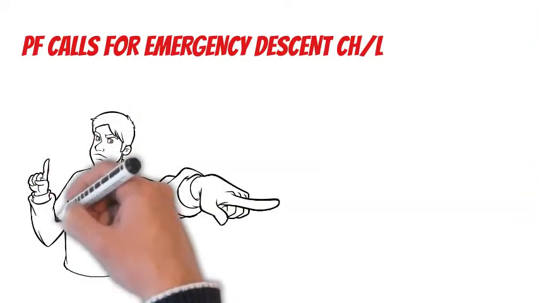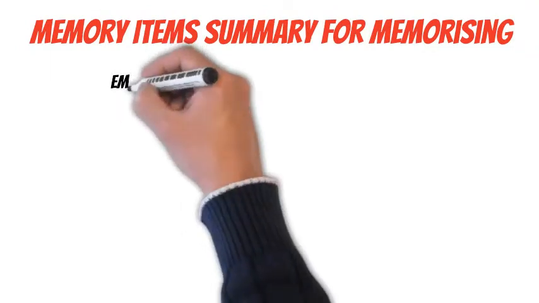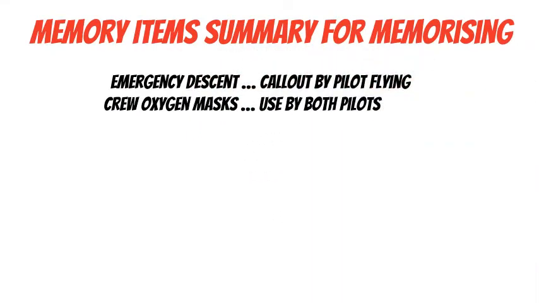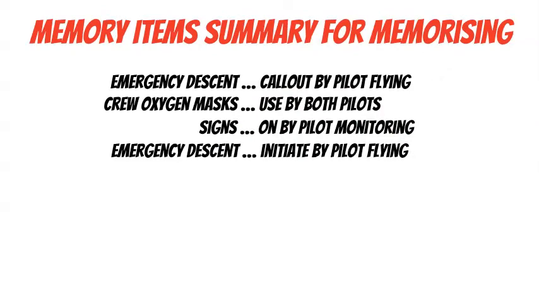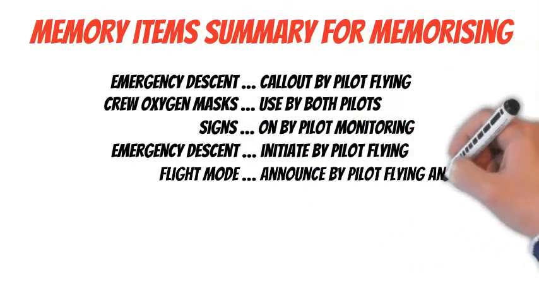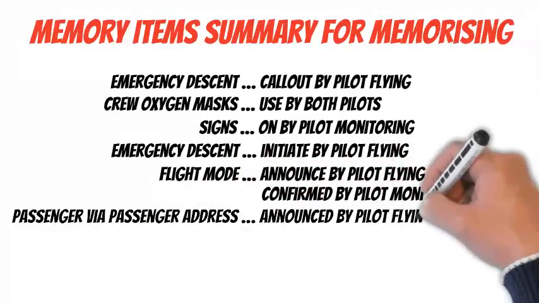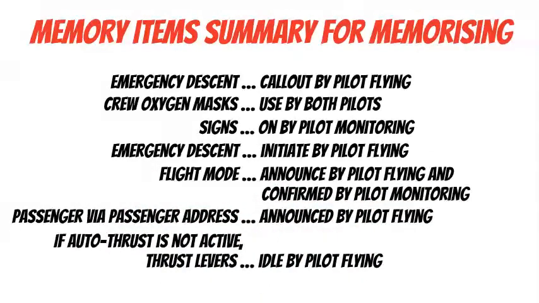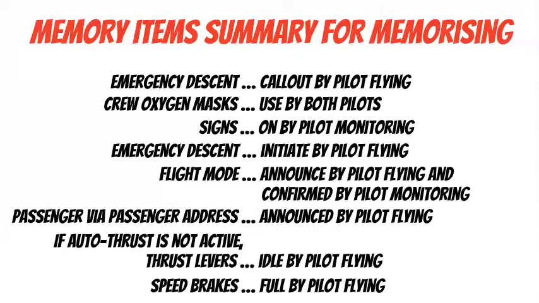The memory items should be finished by the pilot flying calling for the emergency descent procedure, which has to be read from ECAM or QRH. Emergency descent call out by pilot flying. Crew oxygen masks use by both pilots. Signs on by pilot monitoring. Emergency descent initiate by pilot flying. Flight mode from FMA announced by pilot flying and confirmed by pilot monitoring. Passenger announcement via passenger address, emergency descent, by pilot flying. If auto-thrust is not active, thrust levers idle by pilot flying. Speed brakes full by pilot flying.